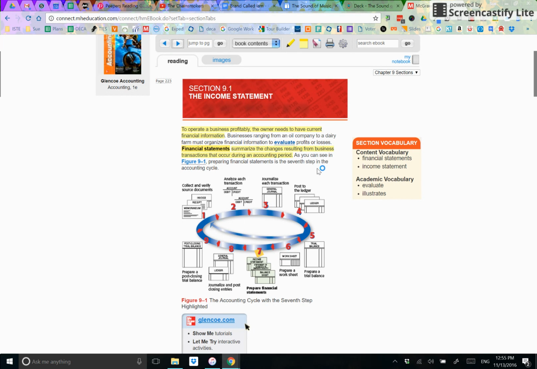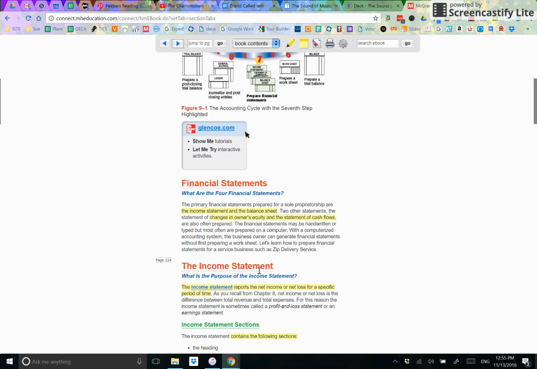This section first just summarizes that the financial statements are needed so that we can make decisions moving forward. And creating the financial statements is the seventh step in the accounting cycle. So we just ended last chapter with creating the worksheet that sets us up to do our statements and figures out the net income or net loss. And now in this step, we're going to formally create the financial statements.